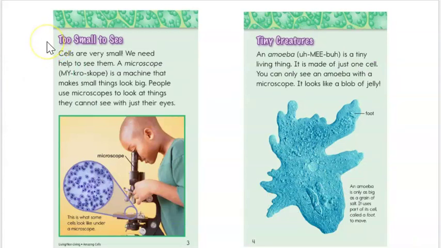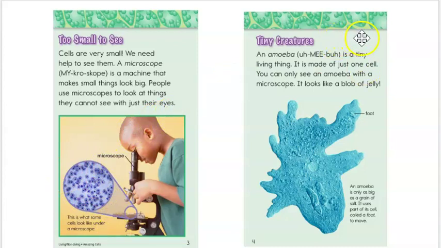Too small to see. Cells are very small. We need help to see them. A microscope is a machine that makes small things look big. People use microscopes to look at things they cannot see with just their eyes. Here is a kid looking through a microscope. This is what some cells look like under a microscope.